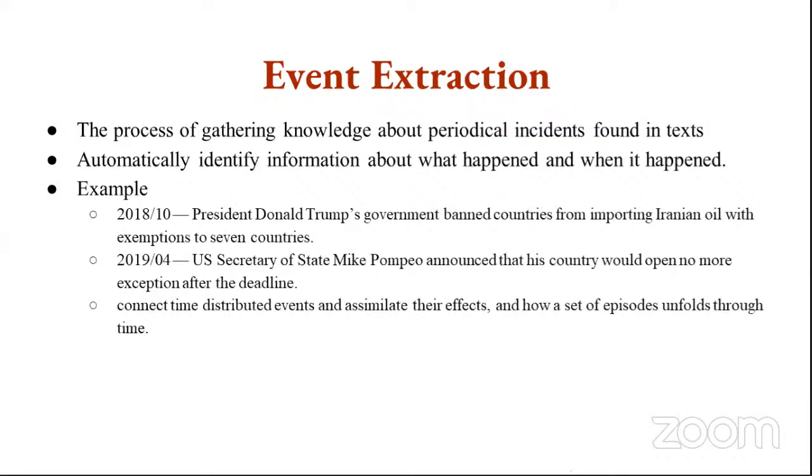Example, President Donald Trump's government banned countries from importing Iranian oil with exemptions to 7 countries. Then the second event could be US Secretary of State Mike Pompeo announced that his country would open no more exception after the deadline. So connect time distributed events and assimilate their effects, and how a set of episodes unfolds through time. So this is called event extraction.